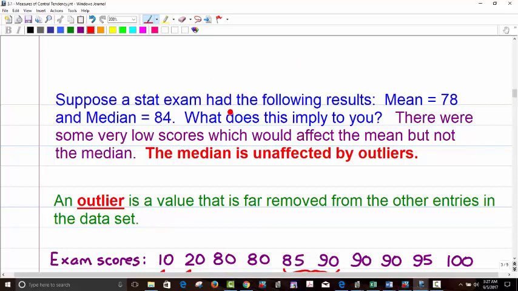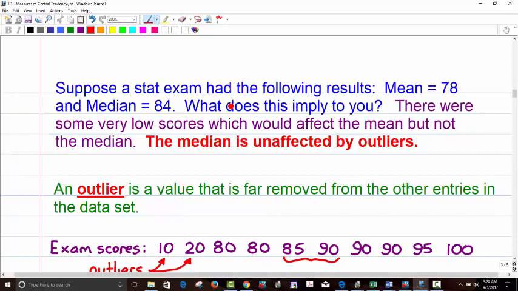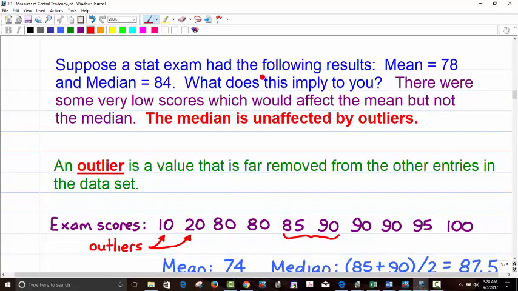And this is sort of like if you're looking at it from an instructor's point of view, trying to determine, well, how did this test turn out? When you're trying to design a fair exam, that sort of thing. That tells you that there would be some significantly low scores that would weigh the mean down versus the median being 84. And that's something to consider.